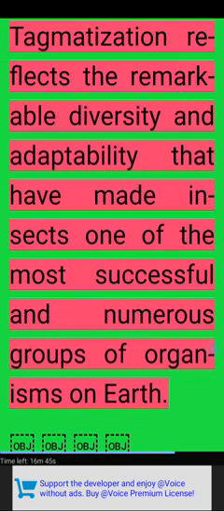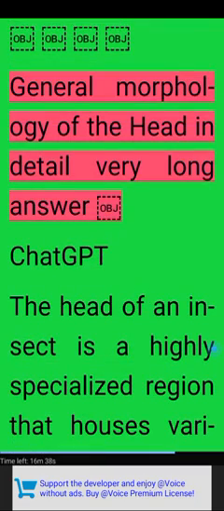Tagmatization reflects the remarkable diversity and adaptability that have made insects one of the most successful and numerous groups of organisms on Earth. General morphology of the head in detail.